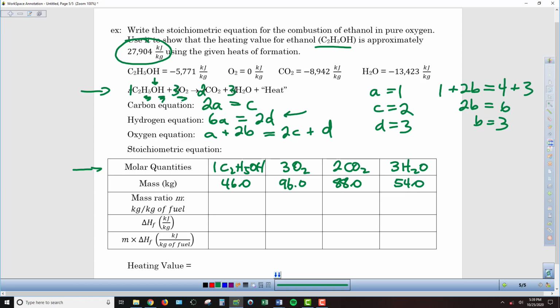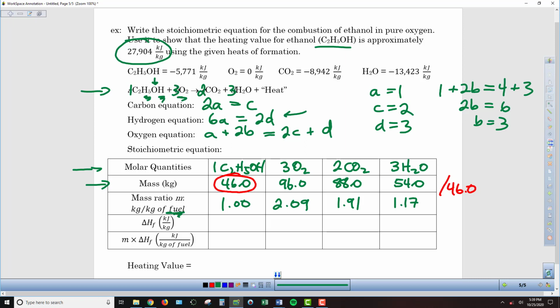So now we're ready to take all of these masses and divide by the mass of the fuel. So again, that's always going to be whatever we have here for the fuel. So we're going to divide everything by 46 kilograms. So our answer for this first one, of course, is 1, since we're dividing 46 by itself. 96 divided by 46, I'm going to get 2.09. 88 divided by 46 gives us 1.91. And then 54 divided by 46 is 1.17. So we can just push buttons on a calculator to generate those results.